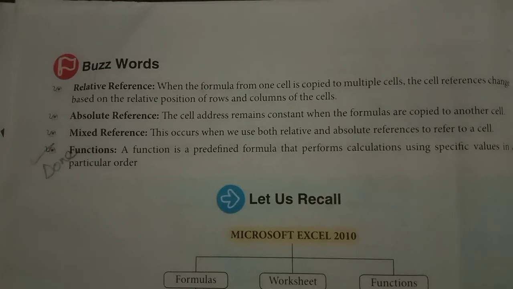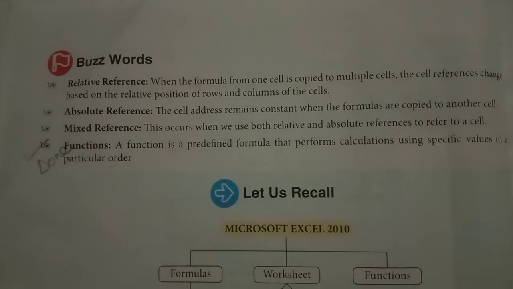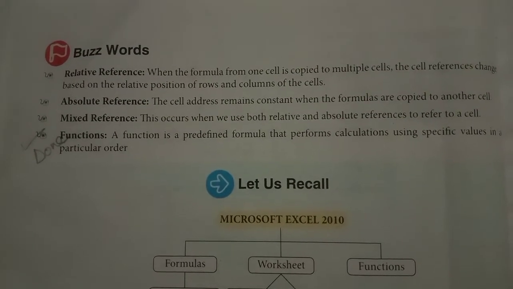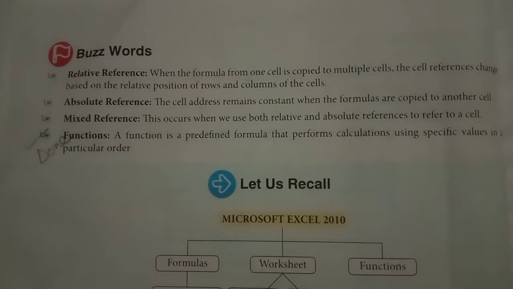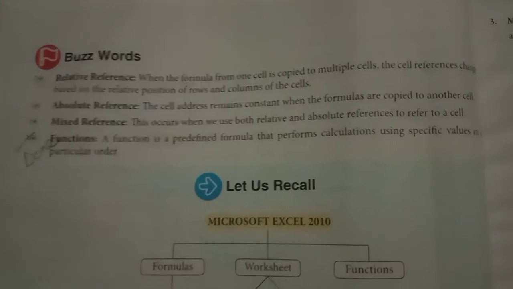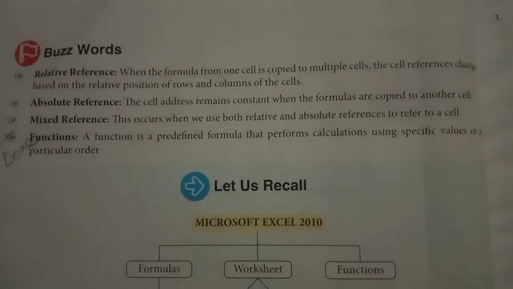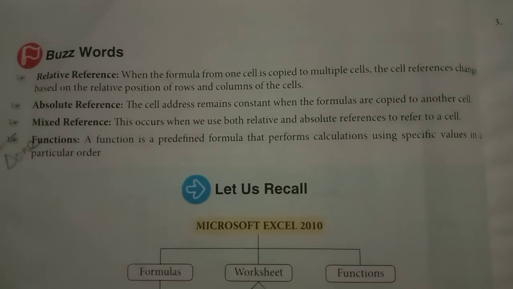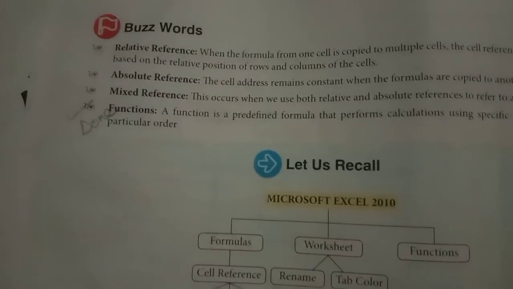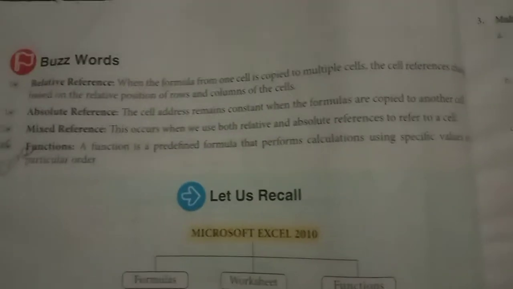Absolute reference: the cell address remains constant when the formula is copied to another cell. And mixed reference: this occurs when we use both relative and absolute reference to refer to a cell, which is called mixed reference. Functions. What is a function? This is the answer to the first question. A function is a predefined formula that performs calculations using specific values in a particular order. So these are called functions. You need to memorize all the definitions, which are very important for you, students.